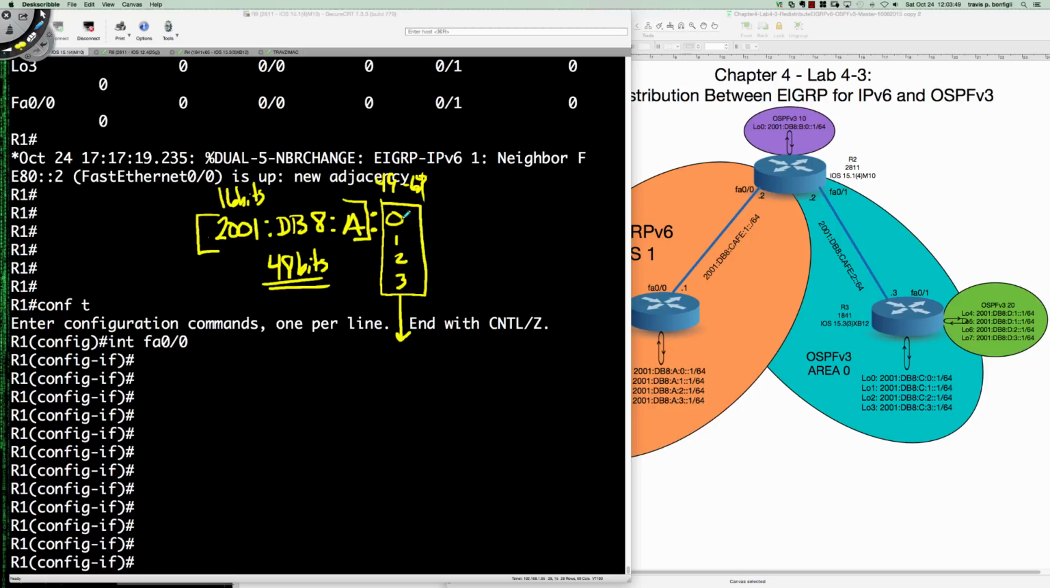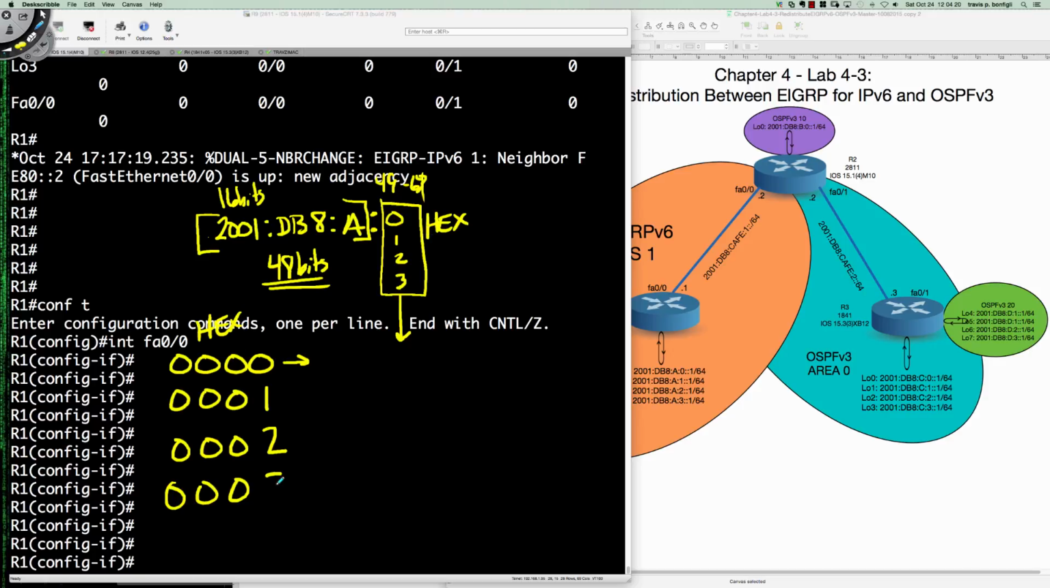So remember, these are hex characters. And we're also using the rule of zeros. So where it says the single 0, it's actually 0, 0, 0, 0, right? And so we have 4 zeros here. Now the 1 is going to be 0, 0, 0, 1. The 2 will be 0, 0, 0, 2. And this is, again, still hex here, right? I'm just drawing out the full hextet, 0, 0, 0, 3.